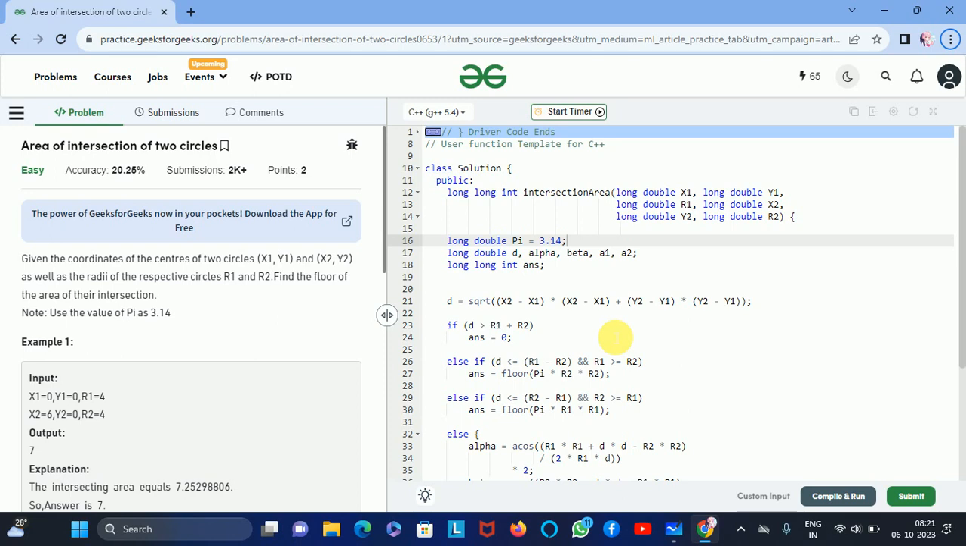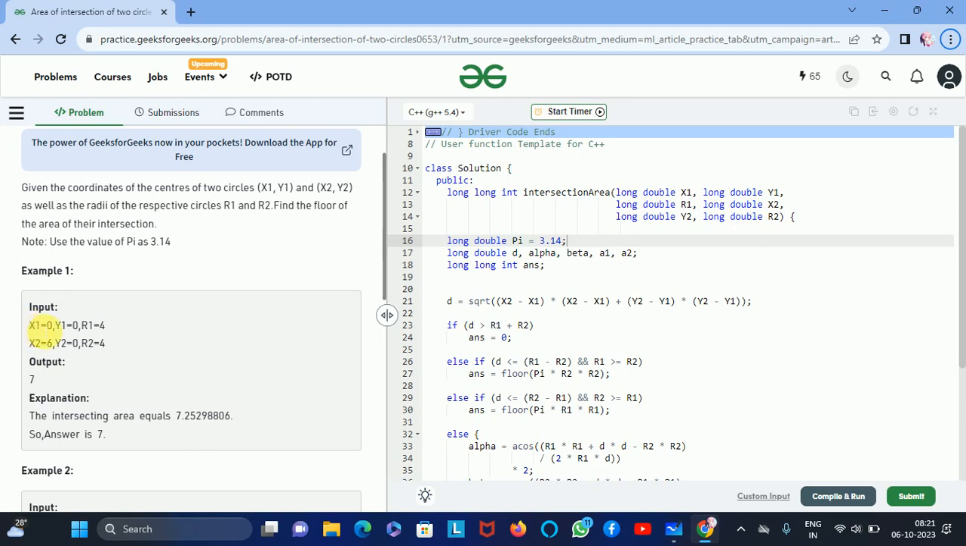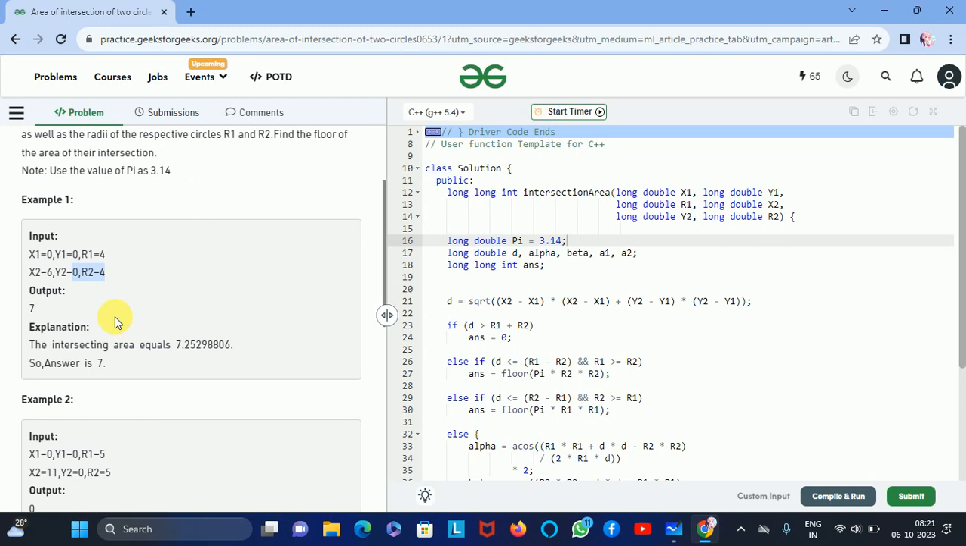So today's question is the area of intersection of two circles. We are given the coordinates of the centers of two circles, x1 y1 and x2 y2, as well as the radii of the respective circles, r1 and r2, and we have to find the common intersection area. Here x1 y1 is the center of one circle and r1 is its radius, and x2 y2 is the center of another circle and r2 is the radius of that circle, and we need to find the intersecting area between them.